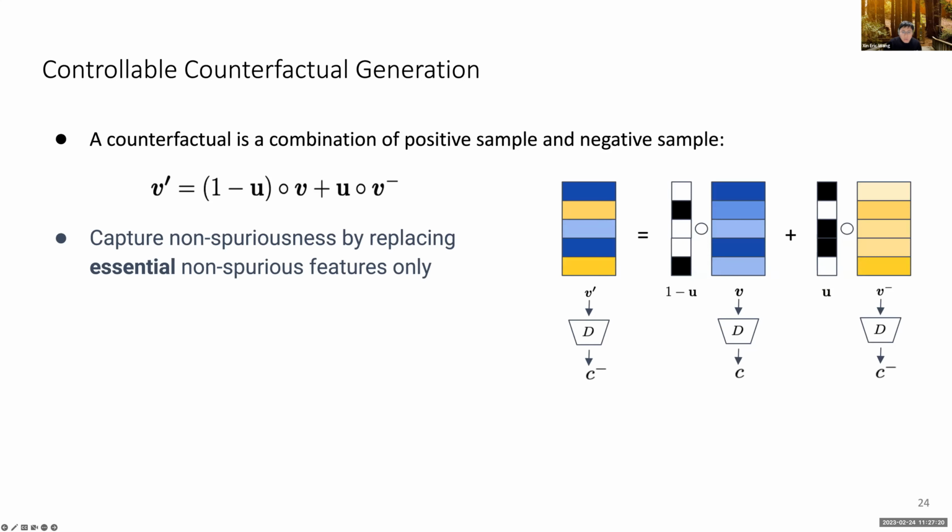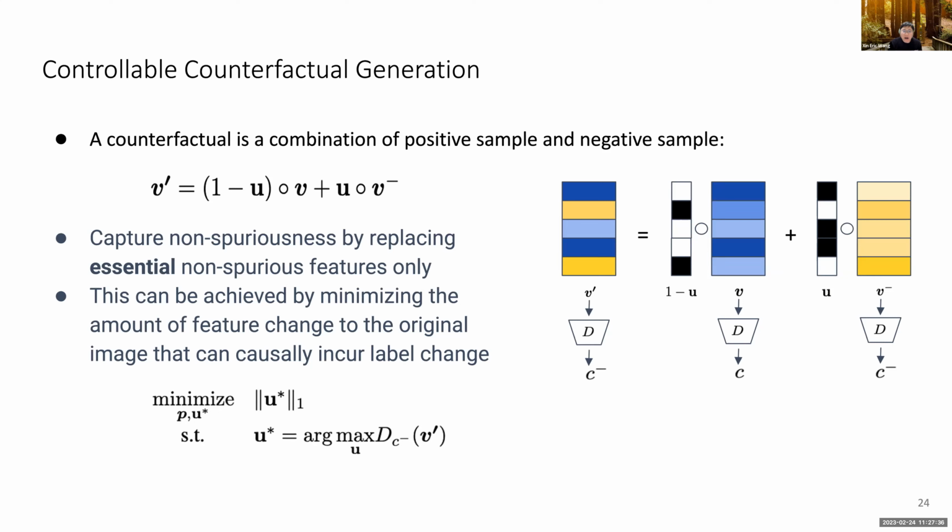Okay, so we would like to capture the non-spurious features by replacing the essential non-spurious features only. In other words, we would like to minimize the amount of feature change to the original positive image feature V that can causally incur a label change. In other words, we would like to minimize the coefficient U here such that the label of the counterfactual example becomes the negative label.